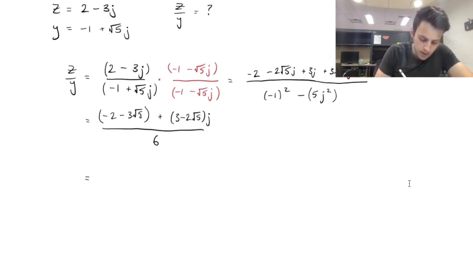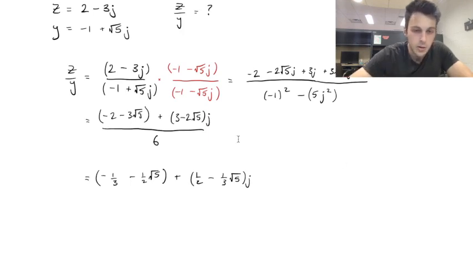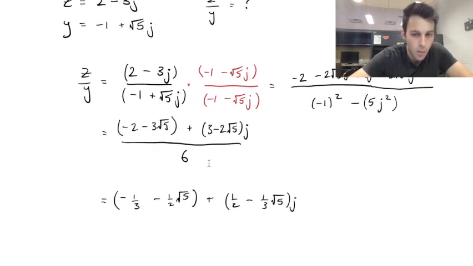So negative 2 divided by 6 is minus a third. We've got minus a half root 5. And then we've got, so this is our real term, plus we've got half minus 1/3 root 5. And this is all times j. So this would be the answer for z divided by y in rectangular form.